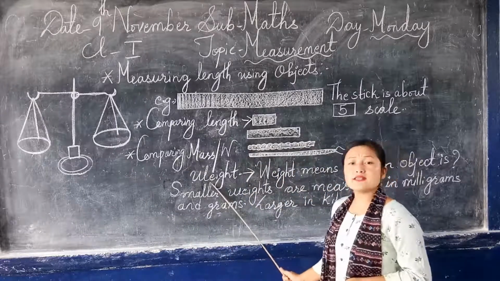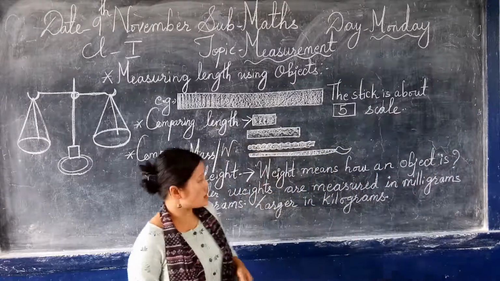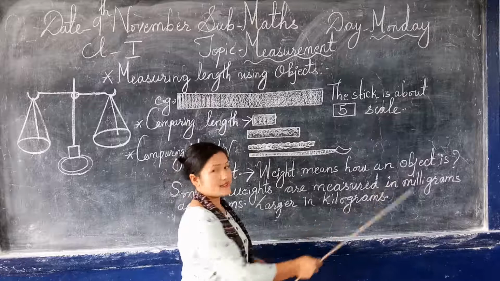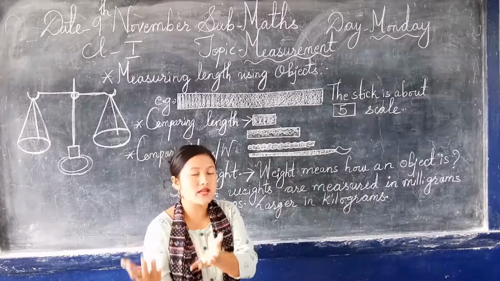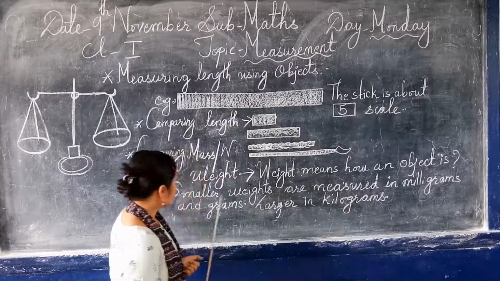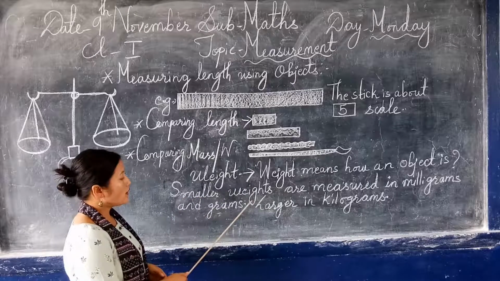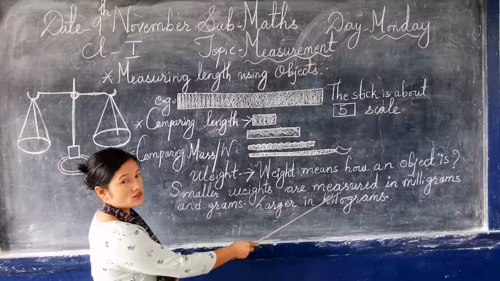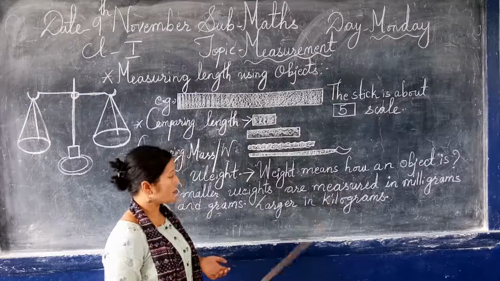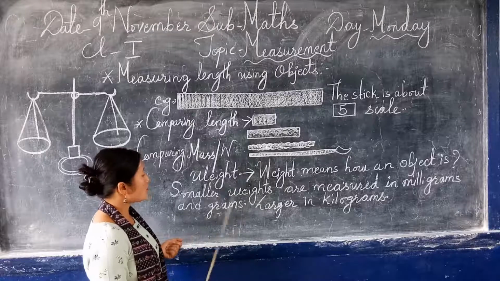Here I have written, what is weight? Weight means how heavy or how light an object is. We have to know it that way. Here I have written some definitions. Smaller weights are measured in milligrams and grams.